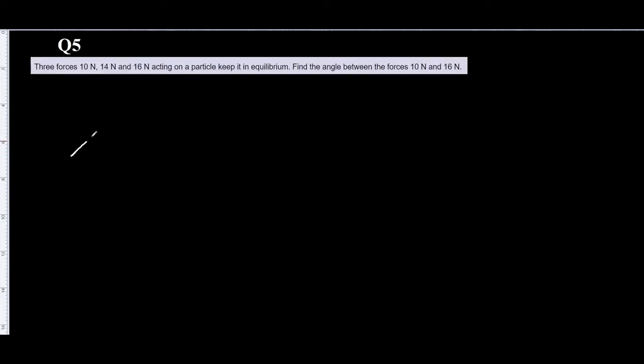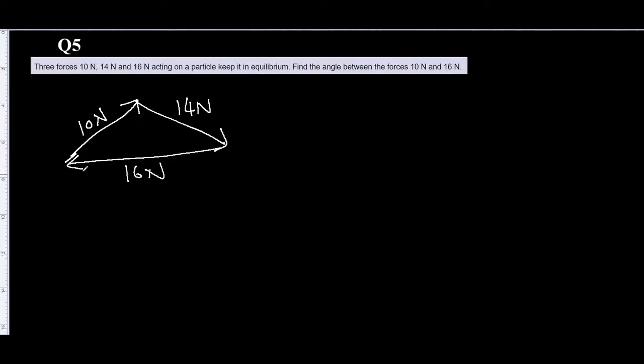So let me show you what I mean. Suppose this is 10 newtons, this is 14 newtons, a little longer, and this is where we come back. This is 16 newtons. In equilibrium of three forces or four forces or any number of forces, if we draw them head to tail, we will reach where we started, and that's how equilibrium is reached. Now the question is, find the angle between 10 newton and 16 newtons. So we will think that this is the angle between them, but no, the angle is always tail to tail, but this is head to tail. So we'll take care of this later.